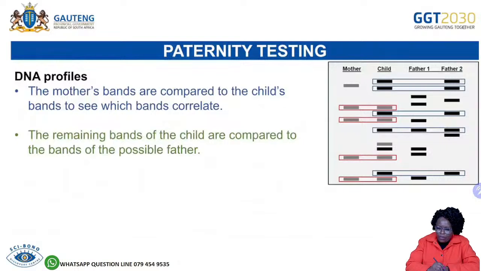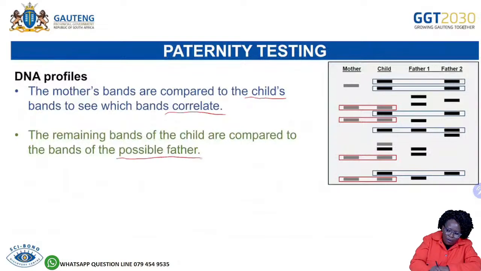Paternity testing is about checking or tracing to see if someone is a parent or not. And here we've got DNA profiles. The process is called DNA profiling. On this, different things are compared. We've got the mother's bands that are compared to the child's bands to see which bands correlate. And the remaining bands of the child are compared with the possible father.